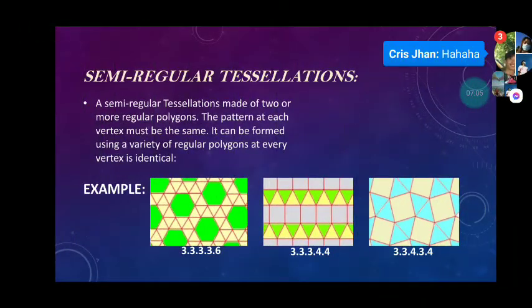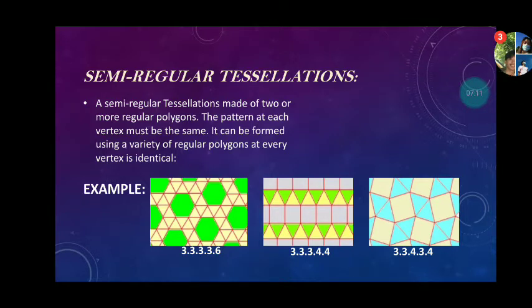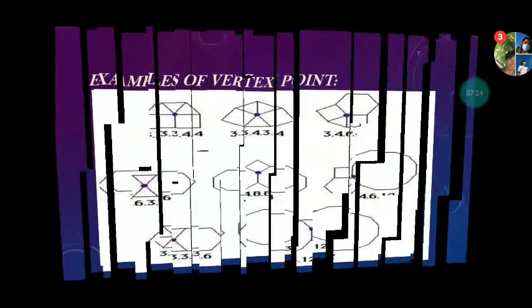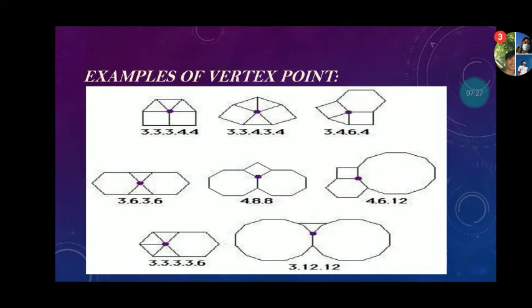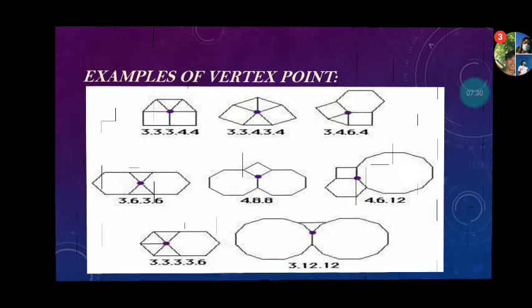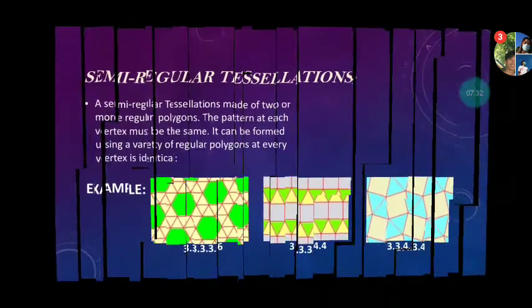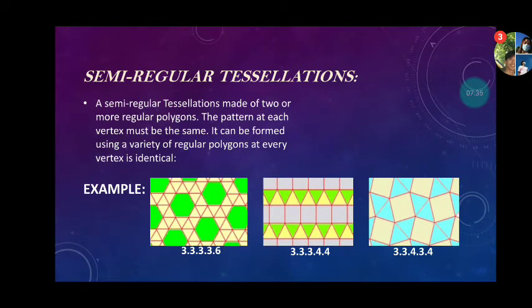These are the second type of tessellations, the semi-regular tessellations. A semi-regular tessellation is made of 2 or more regular polygons. The pattern at each vertex must be the same. As you can see here, these are examples. They have 2 or more regular polygons. It is not like the regular one earlier, where if it was hexagon it was always hexagon. This time there are hexagons and also triangles, full of design.